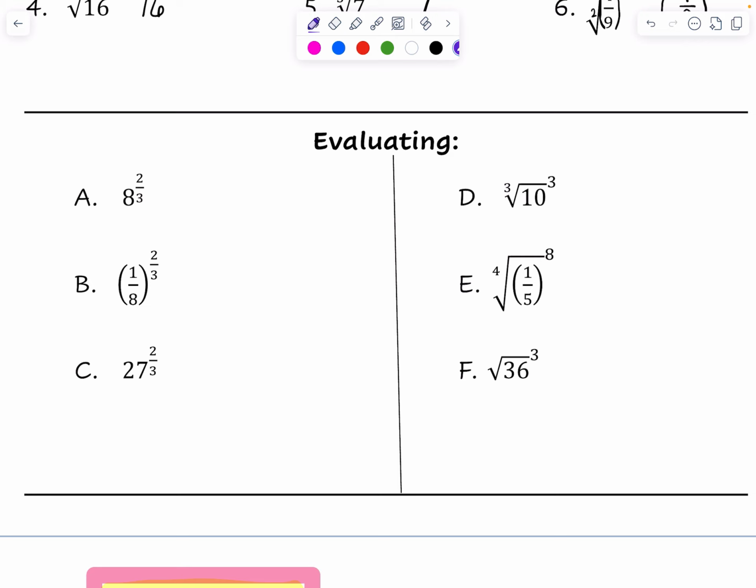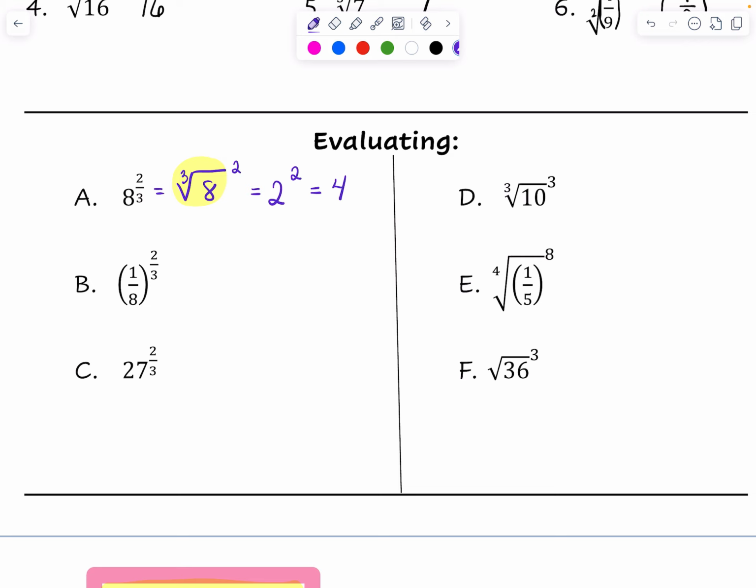All right, so here I have 8 to the 2/3. I don't know what 8 to the 2/3 power is, but if I rewrite it in a radical form, I can tell you that the cube root of 8 is 2. So then I have 2 squared, and 2 squared is 4.